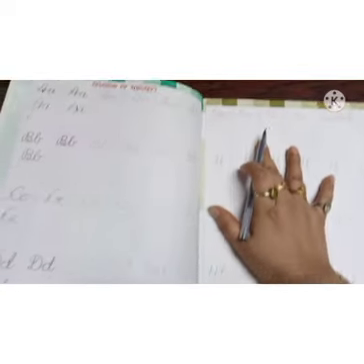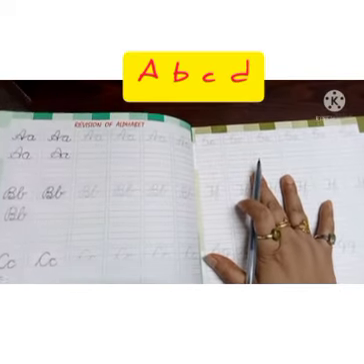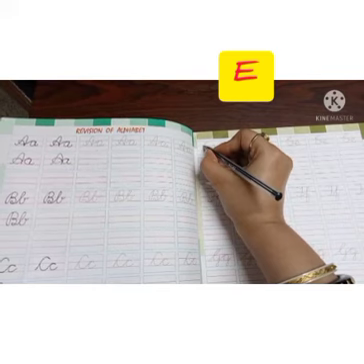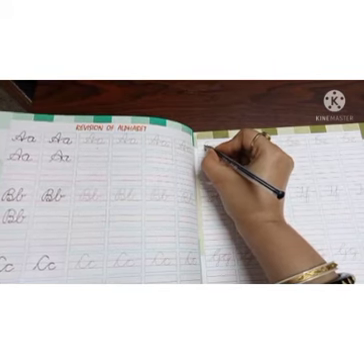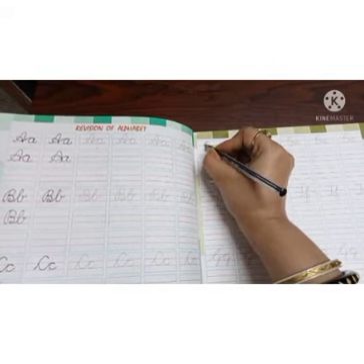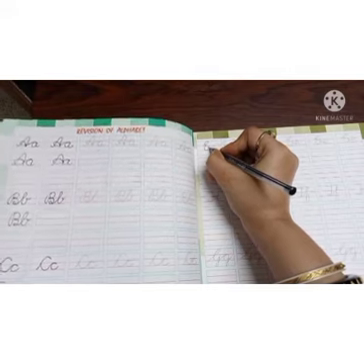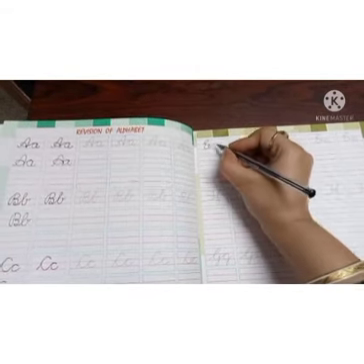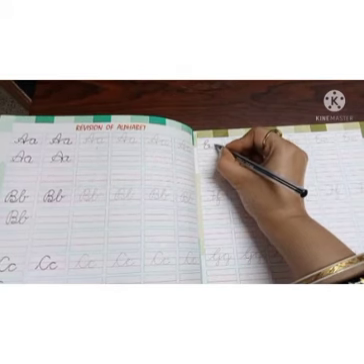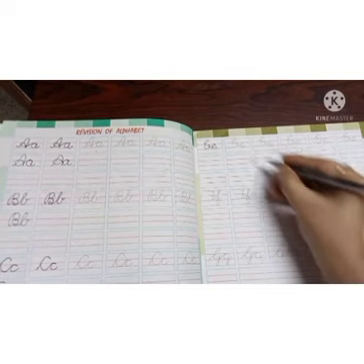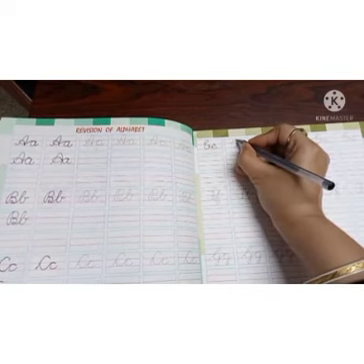You will start from here again as I told you. See this point. And then start tracing letter E. Again go down. Twist and stop. This is capital letter E. Then small letter again begins from here. Ends here. Okay. Again. From here.